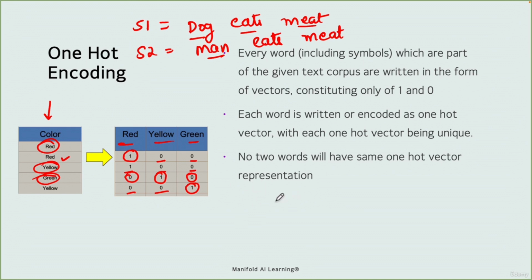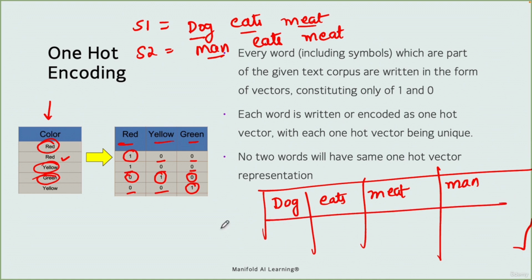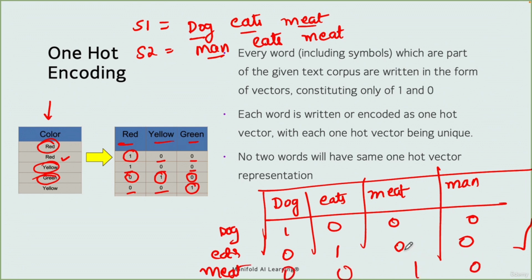Just like we did last time, I'm going to keep dog, eats, meat, man as columns and construct a matrix like this. If I want to represent the word dog, it is 1, 0, 0, 0. Eats is 0, 1, 0, 0. Meat is 0, 0, 1, 0. And in the same way, man is 0, 0, 0, 1. You can clearly observe that when I have the one hot representation of my individual words, no two words have the same one hot vector representation. Each word has a unique one hot encoder representation. That is one important feature you have to remember.